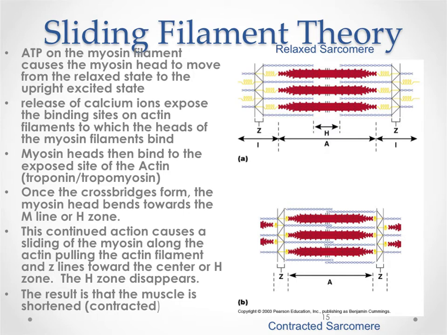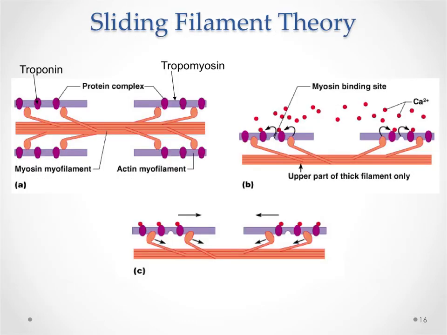Myosin heads would bind to the actin sites at the troponin and tropomyosin sites. Once the cross bridges form, the heads will bend toward the M line or H zone and sort of pull themselves across those actin filaments. So the result is a shortened muscle or a contracted muscle.